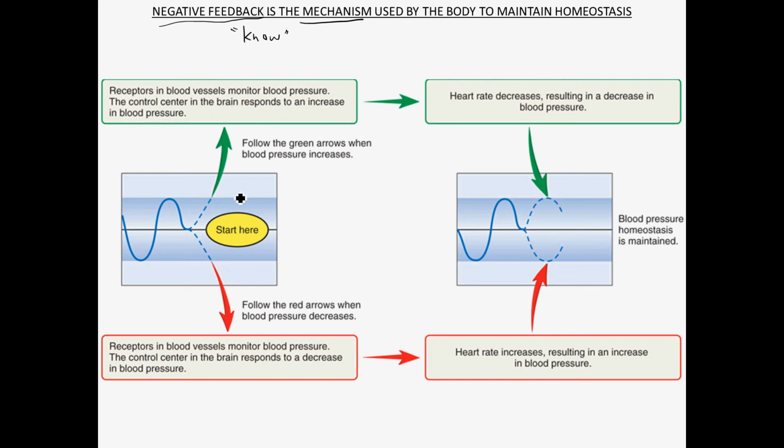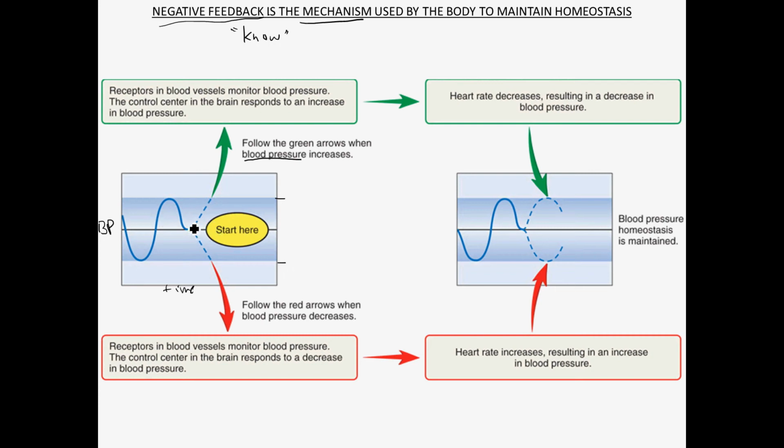In this case we're talking not about body temperature but about blood pressure. So this would be blood pressure on the side here, and then we'd have time over here. With negative feedback, if we start at this point right here, we've identified on the graph the upper limit, and here would be the lower limit in terms of the blood pressure.